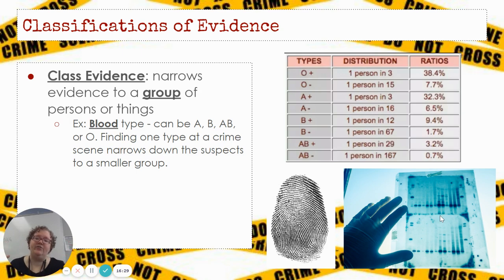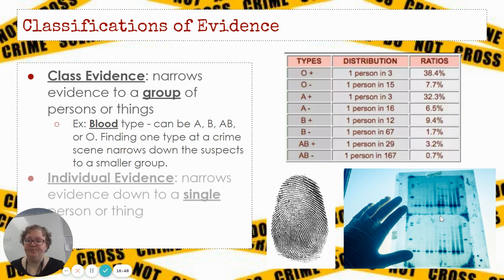If you're looking at 10 different suspects and the blood at the crime scene is type A, and only 2 of your suspects are type A, then you can eliminate those other suspects and just focus on those other 2. So it didn't tell you which one exactly, but you know it matches one of those 2. Okay, that's class evidence. It just narrows down that group.